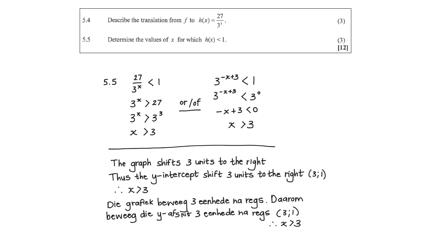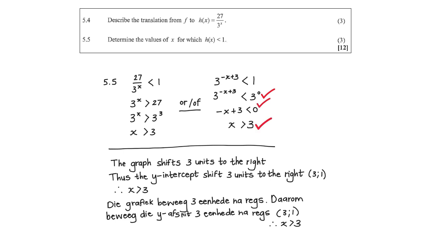Let's look at the mark allocation. For the first method, you get 1 mark for the inequality 3 to the power of x bigger than 27, 1 mark for rewriting 27 as 3 to the power of 3, and 1 mark for the final answer, x bigger than 3. For the second method, you get 1 mark for writing 3 to the power of minus x plus 3 smaller than 3 to the power of 0, 1 mark for minus x plus 3 smaller than 0, and 1 mark for the final answer.